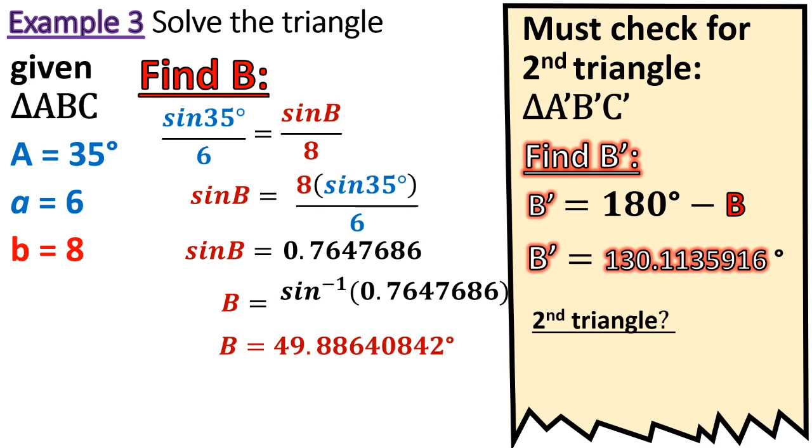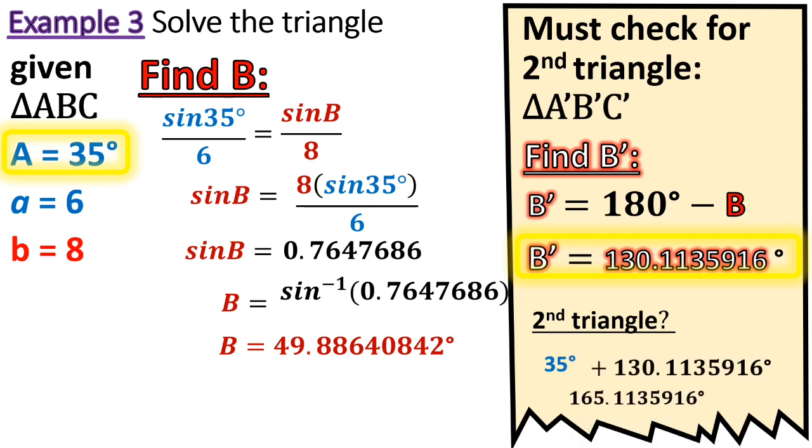Whatever angle you get, in this case B prime is 130 degrees, to make the decision if you have a second triangle, you take the given angle, the prime angle you found by subtracting the first angle from 180, and add them together. If this amount is less than 180 degrees, you have a second triangle. In this case, it is under 180 degrees, so we do have a second triangle.